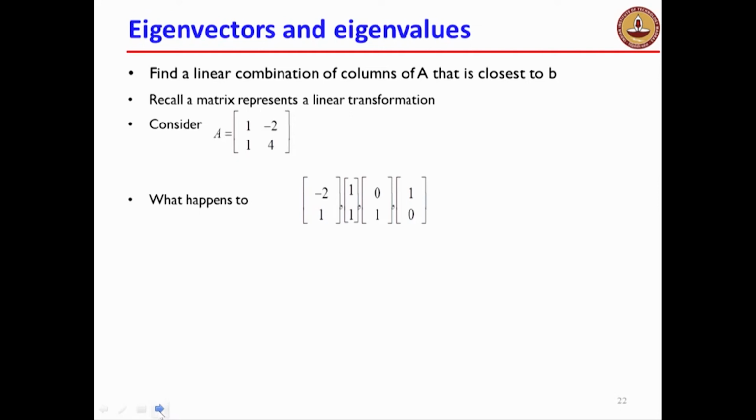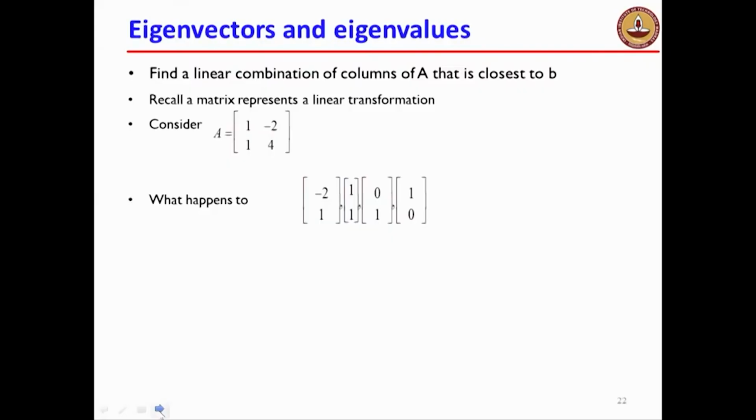Okay, so now we will go on to another topic on eigenvalues and eigenvectors. What we did was, we have seen the combination of columns of A that is closest to B. Now, we said that a matrix represents a linear transformation, and we are going to assume only square matrices, which means you are taking vectors from n-dimensional space and transforming them into vectors in n-dimensional space.